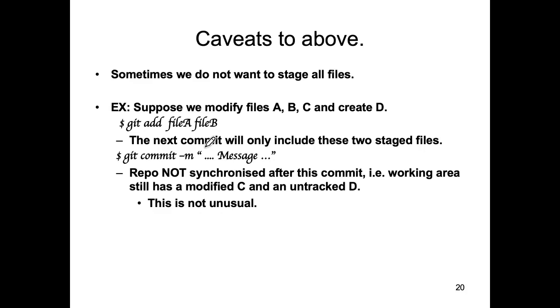Now, if that is the case, where you've modified a number of files but you've only staged and committed some of them, then clearly your working directory still has some modified or untracked files. So when you do a git status after this commit, you're still going to be told that your working directory and your repository are not in sync at this stage. And that's fine. That's a normal situation.